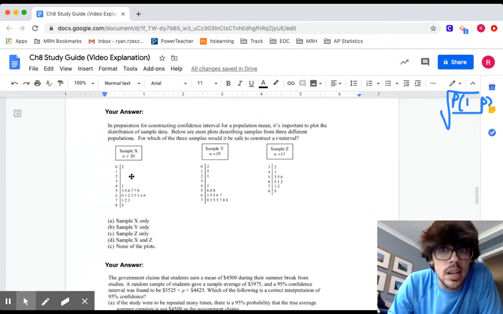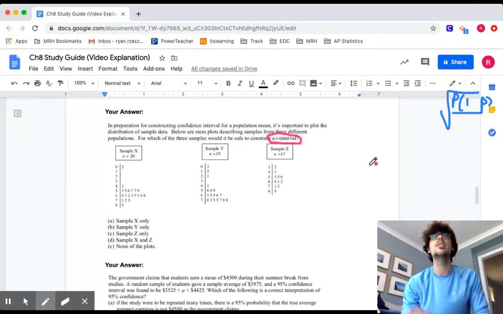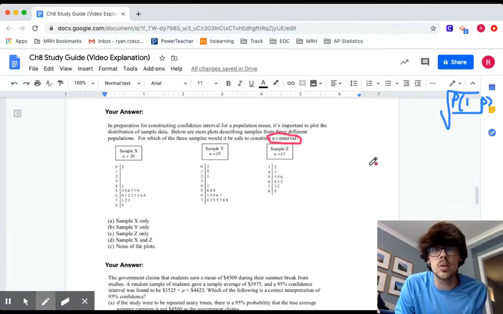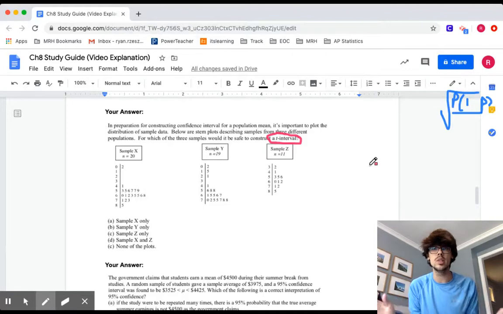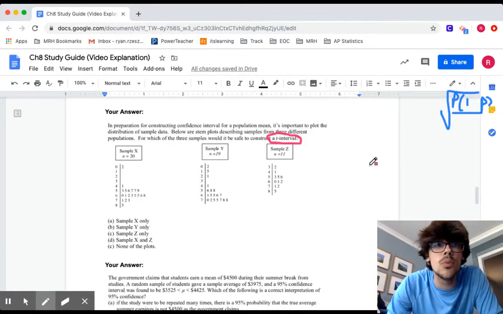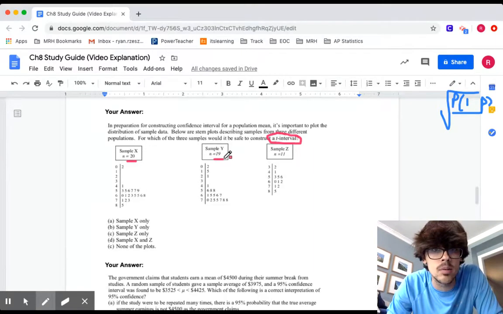Now we're getting into x bar problems with means, and this first one doesn't take a lot of work. It asks which of these samples would be appropriate to do a t interval. For a t interval, if our sample size is at least 30, we're golden. We can use it, just like we would do with the central limit theorem last chapter. Unfortunately, none of our sample sizes are going to be 30, so that's out.